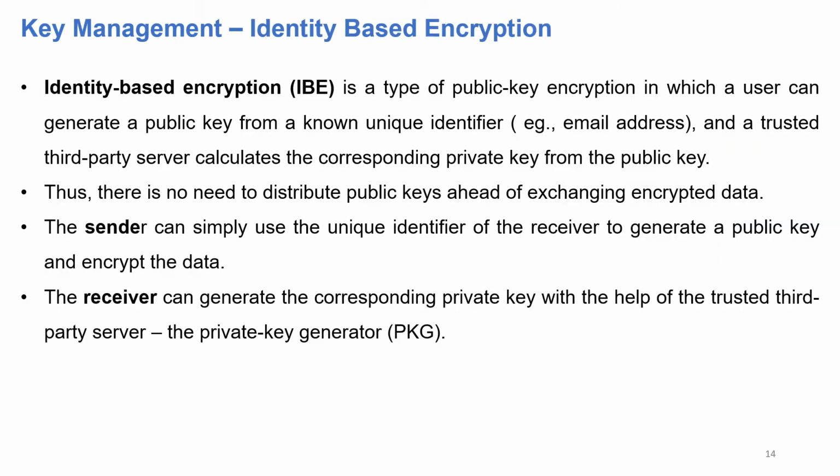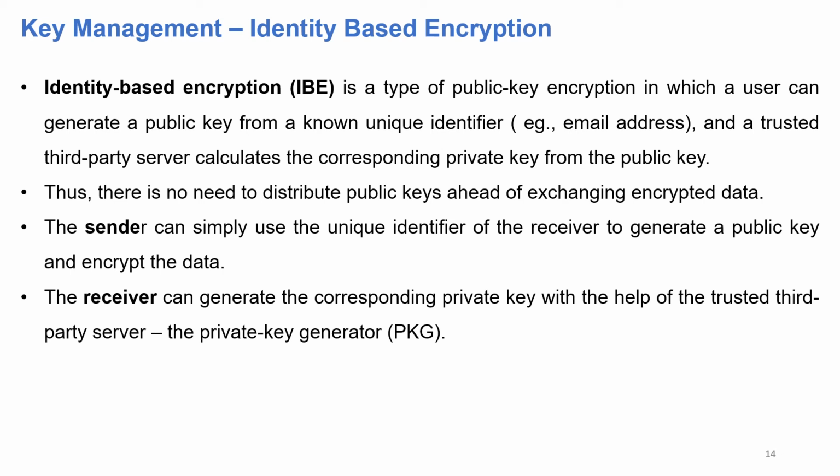So now finally you come to identity-based encryption. What is identity-based encryption? This is a type of public key encryption in which a user can generate a public key from any known unique identifier, for example, your email address. And a trusted third party calculates the corresponding private key. So when you type in your email address, it goes to the server, and the server will verify this using your private key, which is your password, and then authenticates that the person that is using the email ID is you.